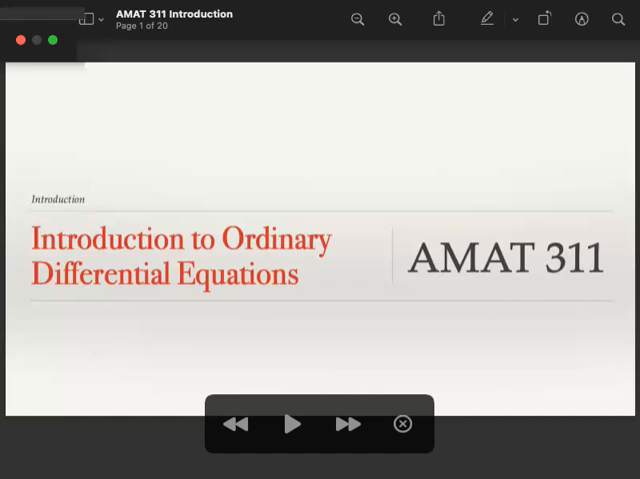Or does it approach an equilibrium? So maybe we start with some initial conditions, and over time it approaches some constant value, which is called an equilibrium. Or does it approach a periodic solution? Maybe we start with some value, and then after a while it approaches, as I'm saying, a periodic solution. And then is the equilibrium stable or unstable?